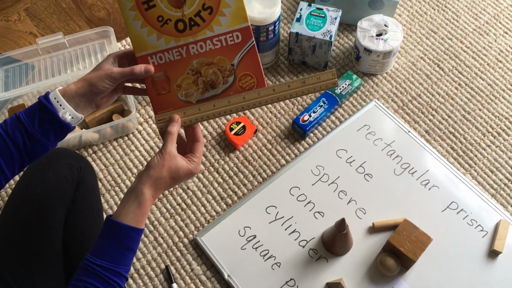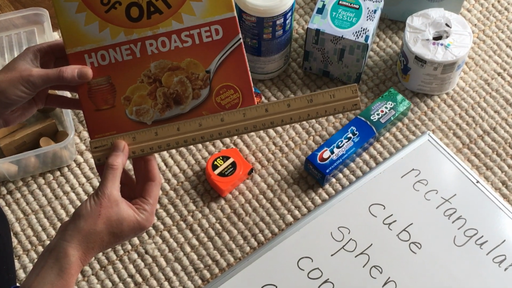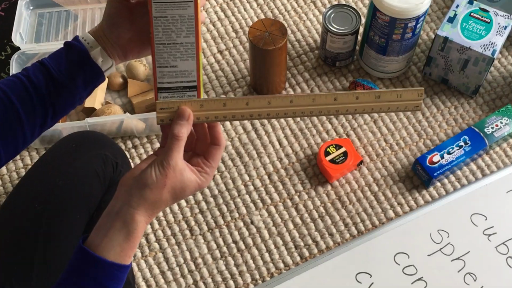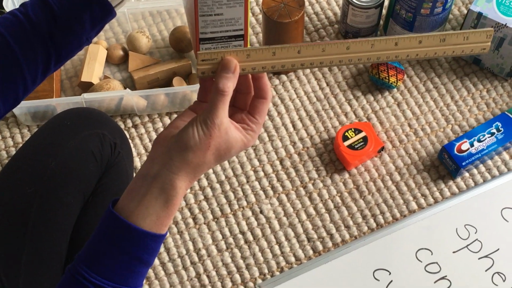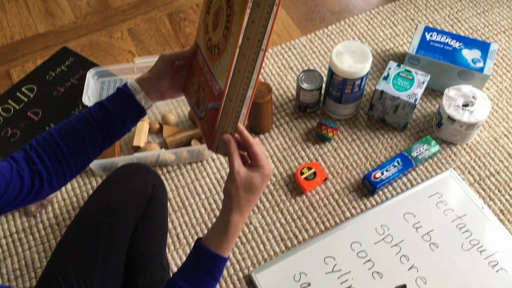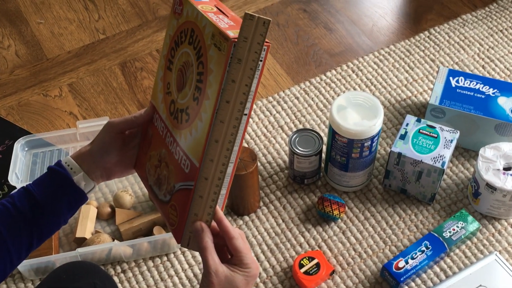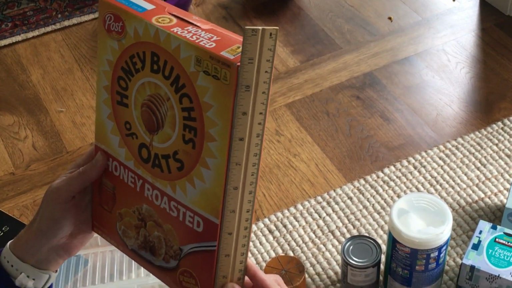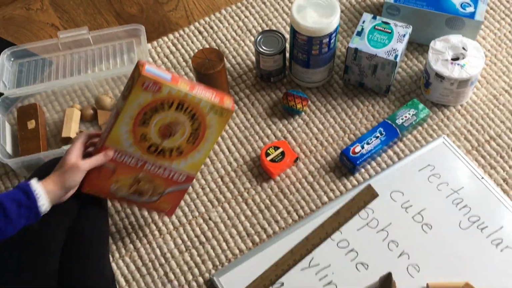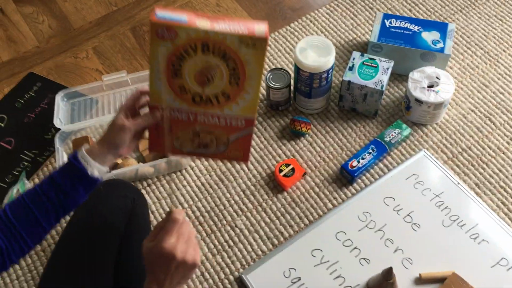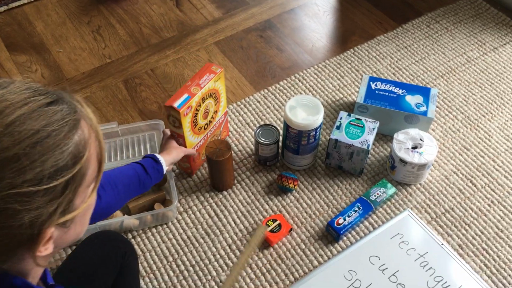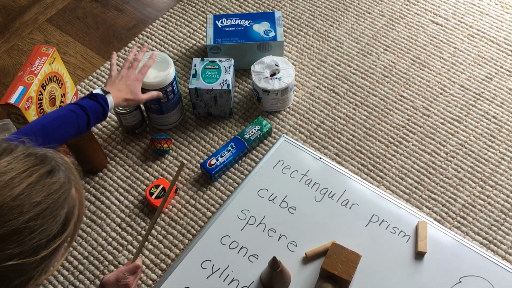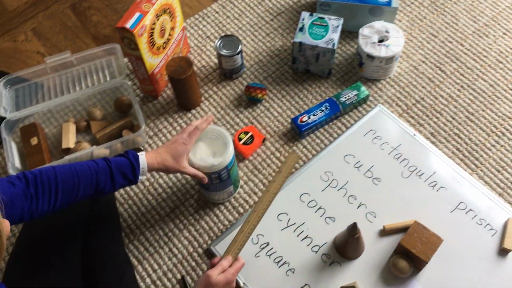So the length to the nearest ½ inch of this cereal box would be 7.5 inches. The width to the nearest ½ inch, 2 inches. And then the height to the nearest ½ inch, 11 inches. And I'm going to record that. You'll see that in the Google slide. I'm going to record the 3 dimensions of my objects that you find.